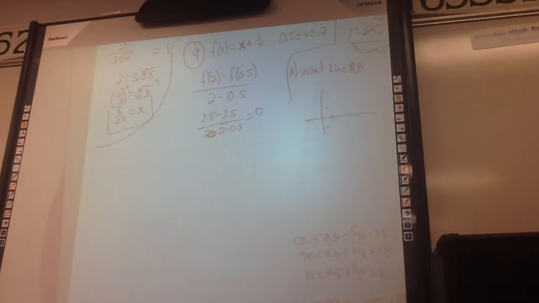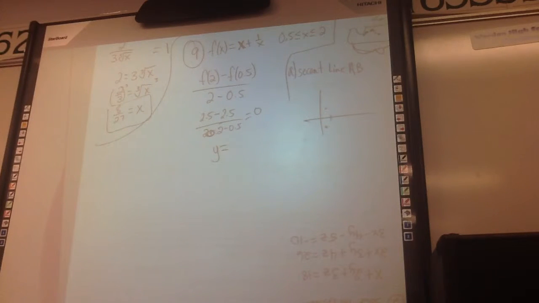What do you plug it into? Because you find the derivative, don't you? The derivative is 1 plus 0? It is definitely not 1 plus 0! The slope of this line is 0.